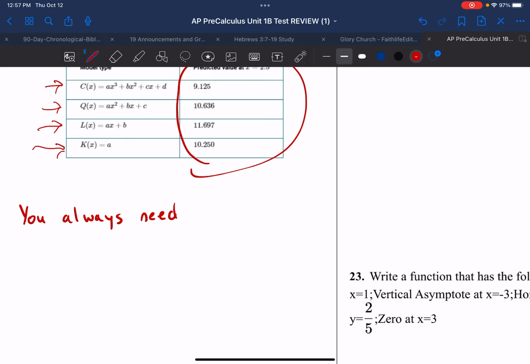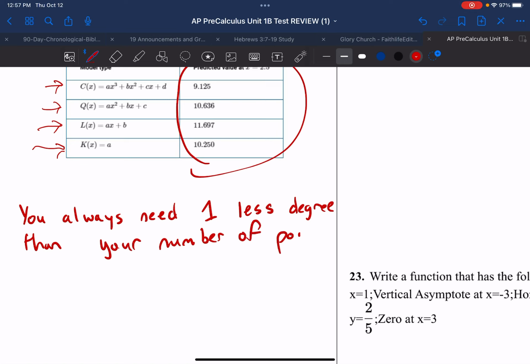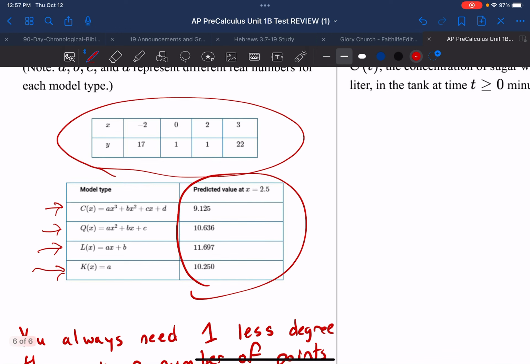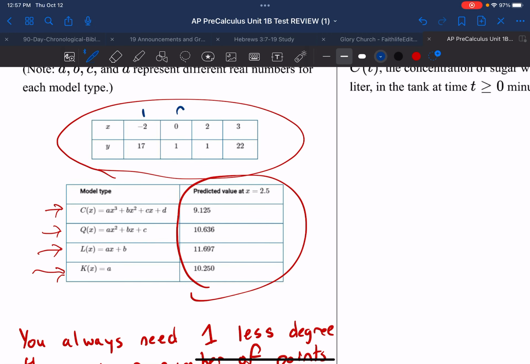So you always need one less degree than your number of points in regressions. So how many points do I have here? I have 1, 2, 3, 4 points. So 4 minus 1 is 3. Therefore, I need a cubic function, okay?